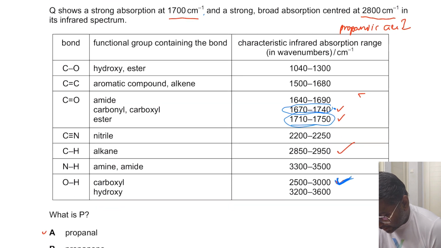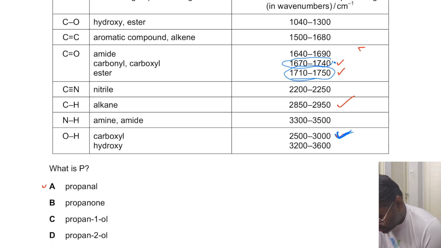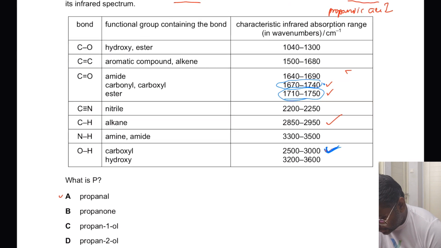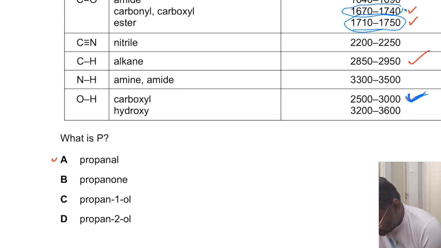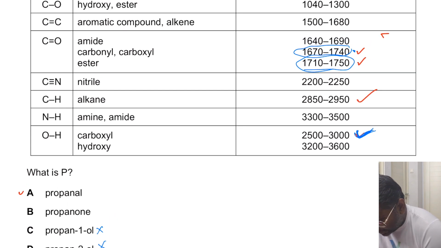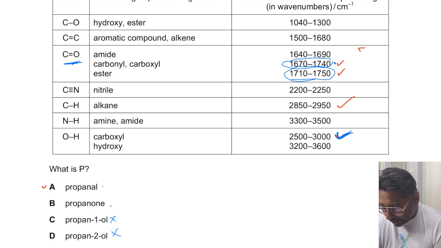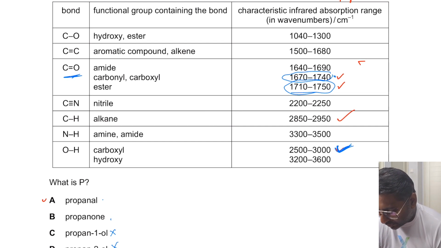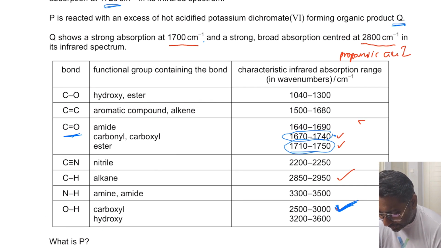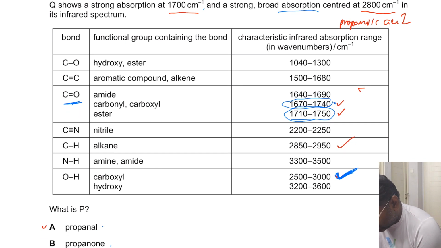Because it's 3 carbons, you see propanol, propanone, propan-1-ol and so on, but we don't select some of these because previously they say C double bond O. So of course it must be either propanal or propanone, and then it must be something that can be oxidized. Propanone cannot be oxidized, so it must be propanal oxidized to become propanoic acid. Propanoic acid is the one that gives you the carboxyl group, the strong broad absorption. So the best answer is going to be A, propanal.